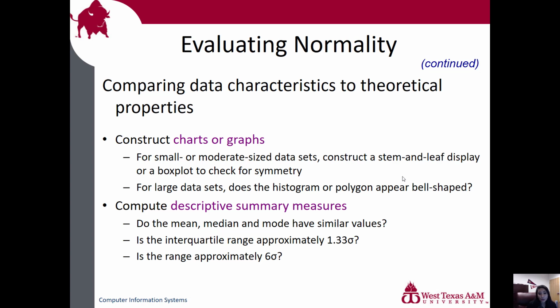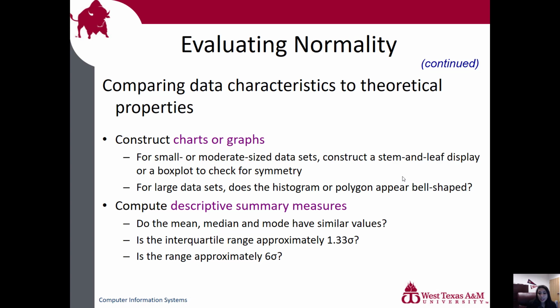we can look at charts or graphs. So for small or moderate sized data sets, you want to construct a stem and leaf display or a box plot to make sure that it is symmetrical. And then for larger data sets, we can use a polygon or a histogram and see if it looks kind of bell-shaped.